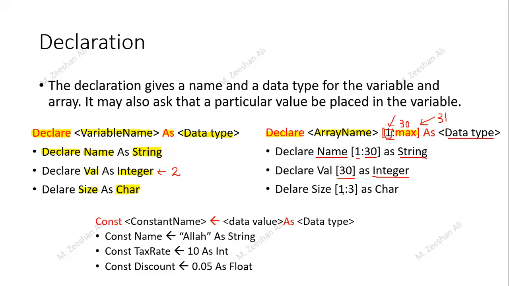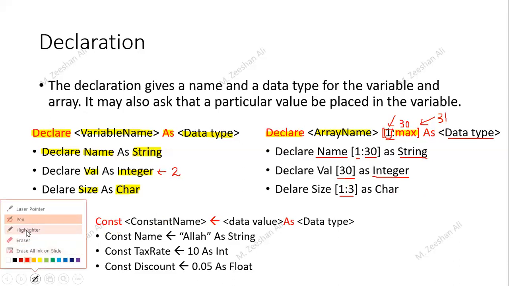Declare size 1 to 3 as char because it is going to store only 3 values. The first value will be 1 and the last value will be 3. You can consider an array as a list, and in this list there will be 3 different elements. Now come to the third thing, and that is declaration of constant.